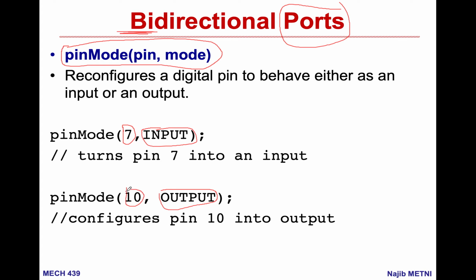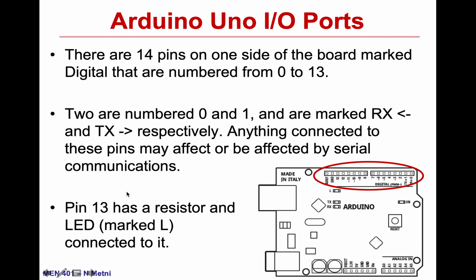Typically, pinMode is a good candidate to be put in the void setup, because I do not need to do this more than once. So I will specify the mode, the direction of the ports, at once after reset or at startup, and then I will continue with my basic function inside the loop. So these are the Arduino 0 to 13 digital input output. So they are 14 pins.